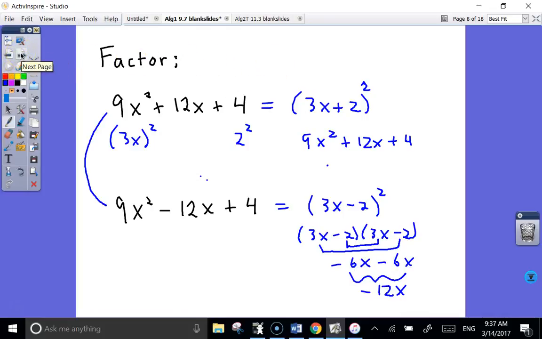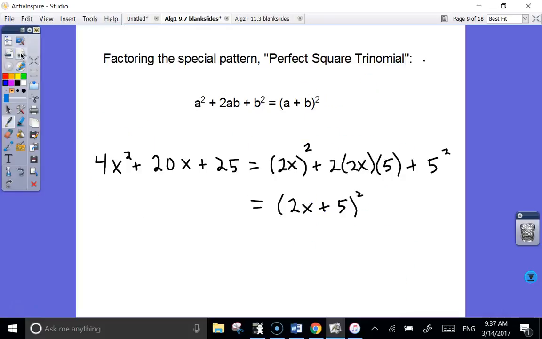So that is called a perfect square trinomial, because the thing factors into just one factor squared. It doesn't have two different factors. It's the same factor twice. Perfect square trinomial.